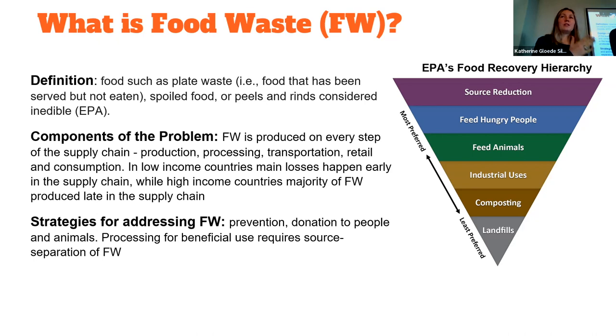Food waste in low-income countries is produced early in supply chains. That's why consumers are not really seeing it. But in high-income countries, it is produced later in the supply chain, so there's more onus on us as consumers. So the problem of food waste is so large that EPA had to create a whole separate food waste recovery hierarchy just to address that problem.